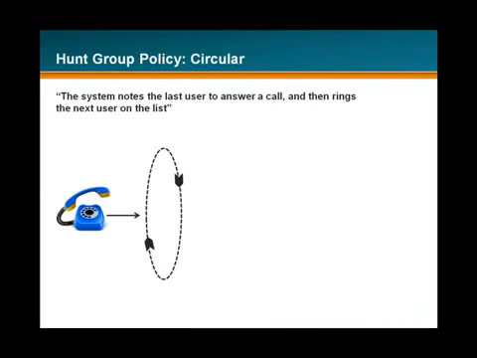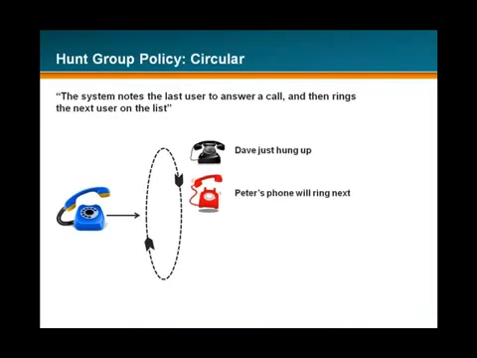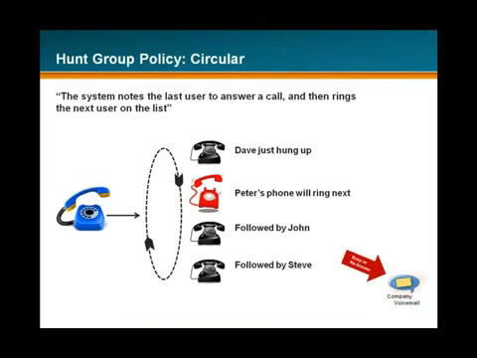In a circular hunt group, the system notes the last person to receive a call and then rings the next person on the list. As an example, Dave has just hung up, so Peter's phone will ring next, followed by John, and then followed by Steve. The owner, Mr. Harris, is also concerned about clients hearing ringing phones and getting no answer, so after only 20 seconds, the callers go to voicemail.